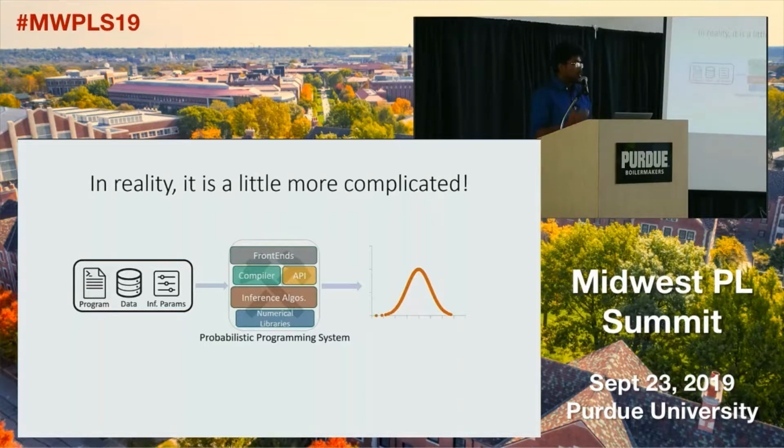A typical probabilistic programming system can have multiple front ends, a compiler, its own API, different inference algorithms, and several underlying numerical libraries. Even though these programs are typically smaller than conventional programs, things can get pretty complicated, and even a 10-line probabilistic program can touch over 10,000 lines of code in these systems. So it gets very difficult to debug these kinds of systems.